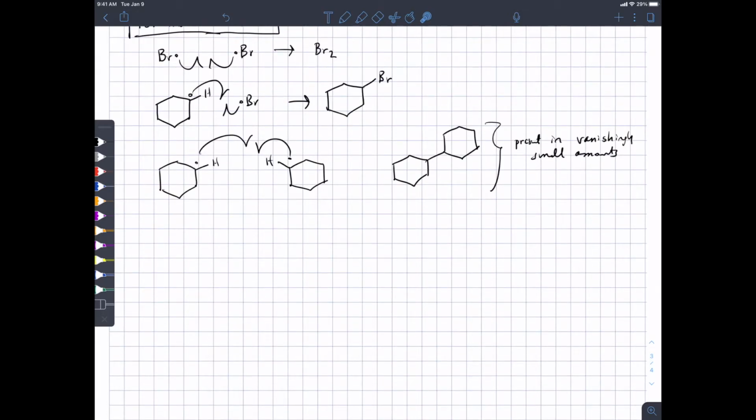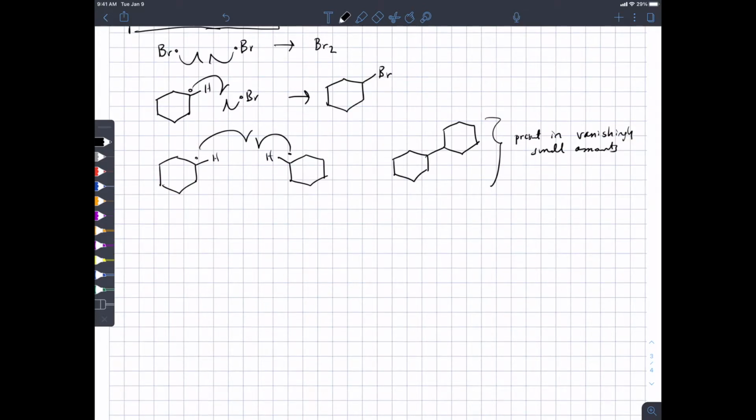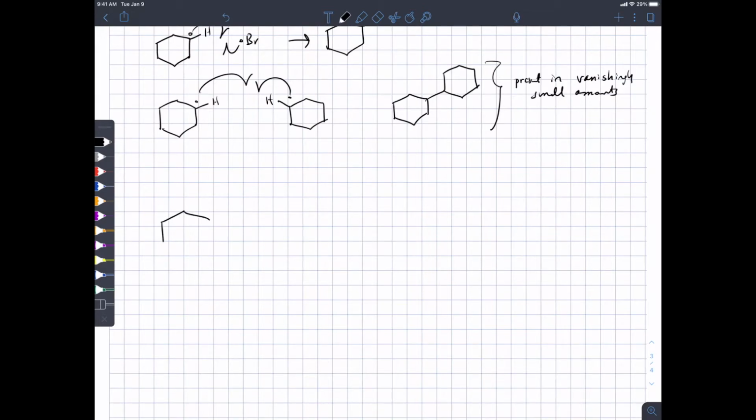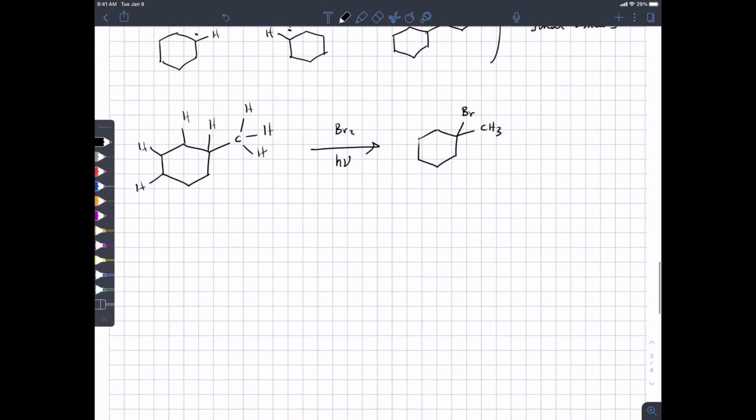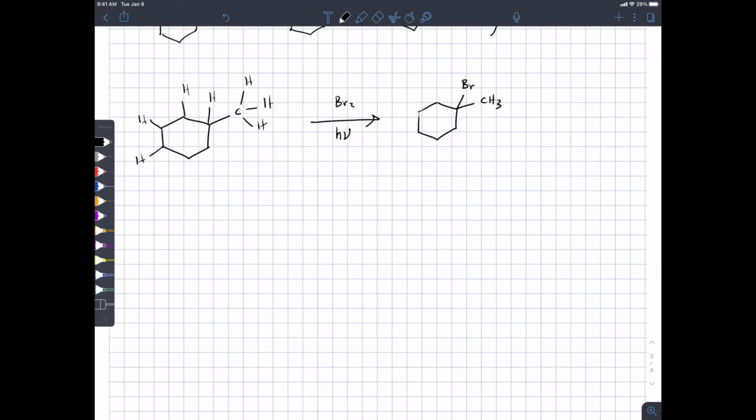there's a lot more we could say. Bromine is pretty selective as a radical, as far as radicals go. So if we make our molecule just a little bit more complicated and put a methyl group on it, suddenly we've got all kinds of hydrogens that could react. I'm just drawing the different kinds of hydrogens that are present here. But it turns out that the only thing we observe when we use bromine in this radical reaction is the product where bromine ends up on the more substituted carbon.